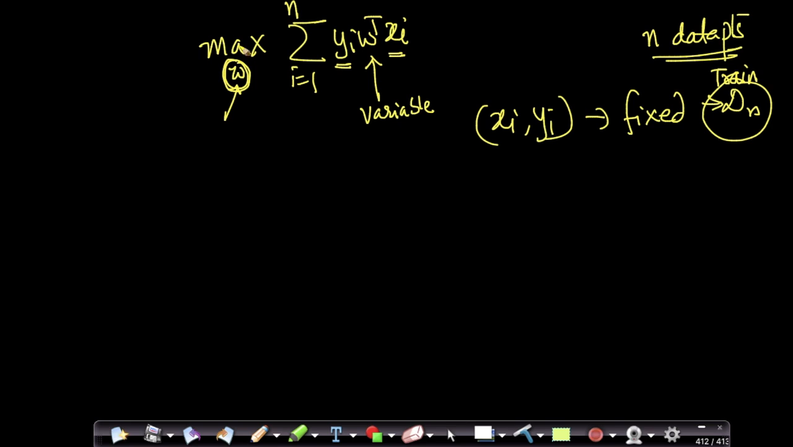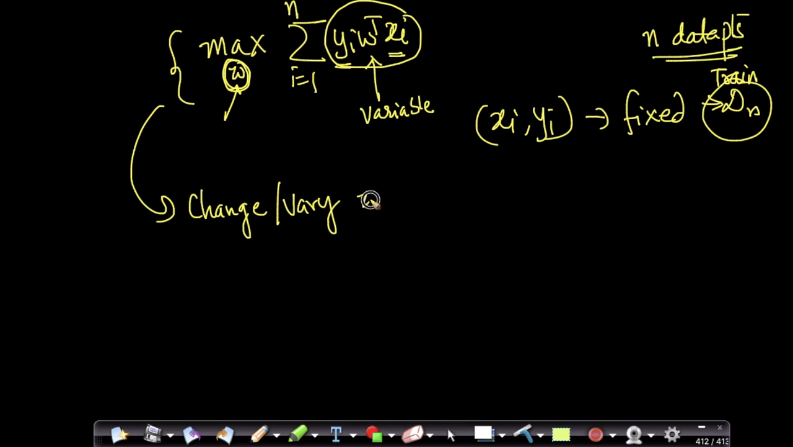We want to maximize the sum of yi w transpose xi because whenever this is positive, we want it to be positive for all points i if possible. And for as few points as possible, we want this to be negative. We want to maximize this sum eventually. And what is the only variable I have? w. Which means, what does this mean? This means change w or vary w. As you vary w, this sum will change. As you keep changing your plane, this sum will change. And I want to find a w that maximizes this.